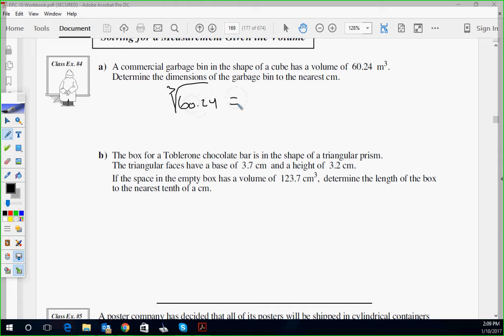That gives you 3.92 meters. If it's 3.92 meters, they want the answer in centimeters. So how many places did I move the decimal? 2 to the right, so 392 centimeters is the side length of the garbage can. So the garbage can is 392 by 392 by 392.